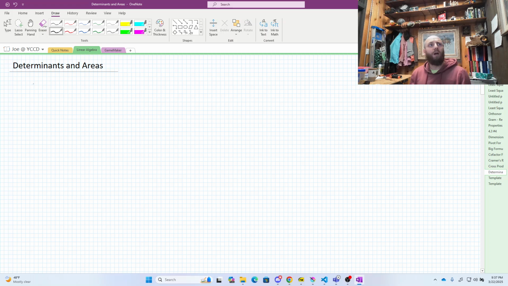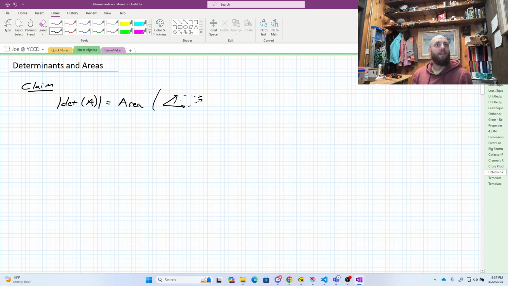So here's my claim, right? My thing I'm going to look at. I'm going to say my claim is that the absolute value of the determinant of A is equal to the area of a little parallelogram here. And you can make this parallelogram with either the rows or the columns of A, right?